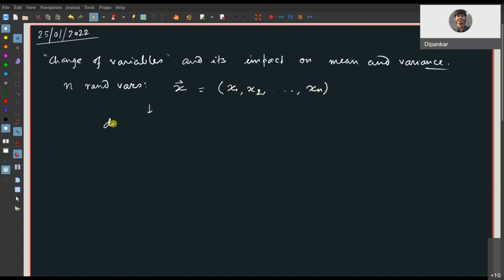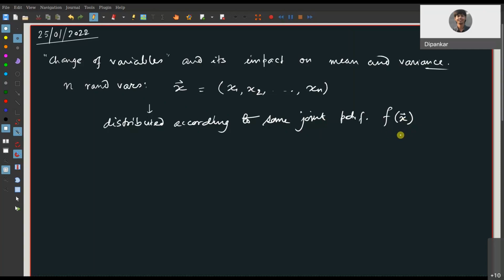So these are distributed according to some joint PDF that I call fx. So this fx essentially means f(x1, x2, ..., xn). That means it gives you the probability distribution of simultaneously finding x1 between x1 and x1 plus dx1, x2 between x2 and x2 plus dx2, and so on. Okay, simultaneous. So this is my joint PDF and the combined PDF for all the variables.